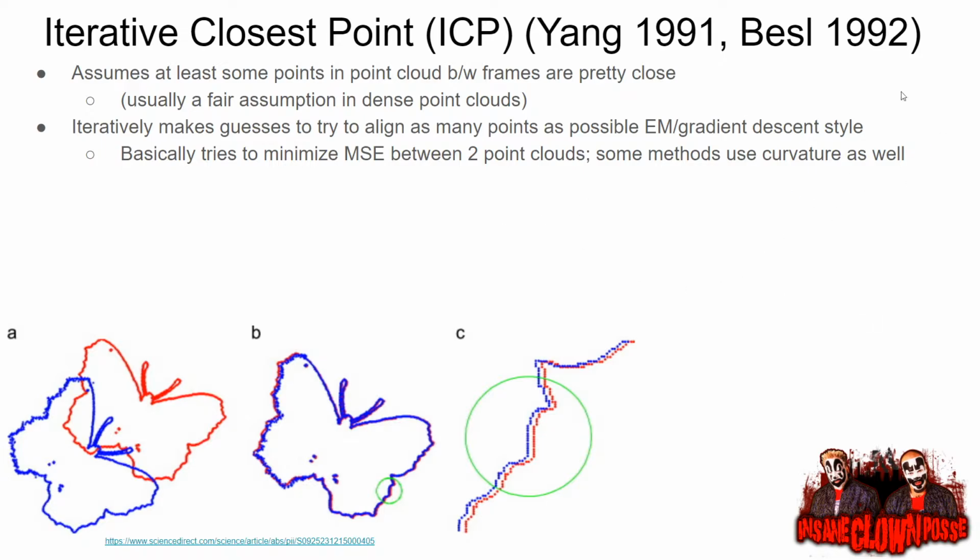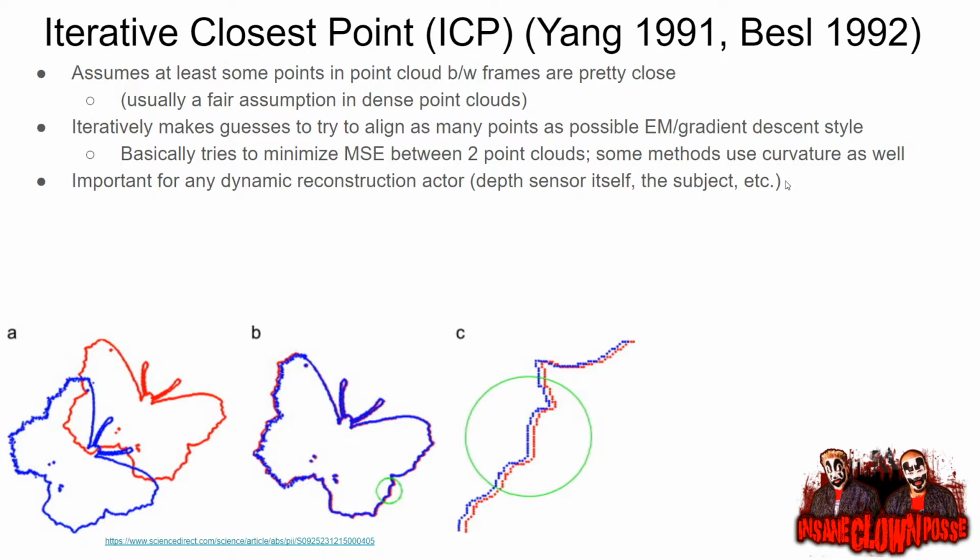And there are some more complicated ICP type methods that use curvature, but we won't discuss those. Those are very complicated and their performance is actually not particularly great. But anyway, iterative closest point is important because if literally anything in your setup is dynamic, you need to use ICP. Whether it's the depth sensor itself that's moving, like in AR, or the subject that you're trying to reconstruct is moving, like we saw markerless tracking methods before where they were trying to reconstruct moving people.